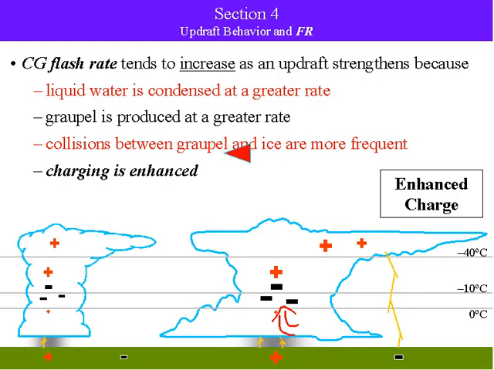What happens when we increase the collisions? Well, we have more and more negative charge now associated with the mid-levels of the storm right in this area. So we call this enhanced charge, and this simply has to do with overall increasing the number of collisions between the graupel and ice. We have lots of graupel and therefore lots of negative charge.